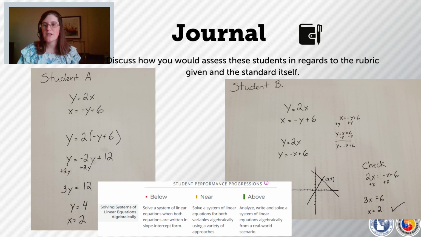Using the rubric given, where would you place each of these students? Pause the video and write or discuss how you would assess each student. How would you score them on the rubric and how would you help them move forward?